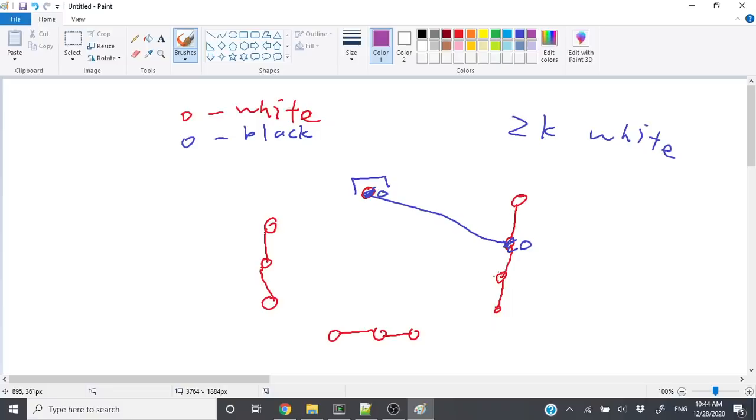And then we can do the same thing. Actually, why am I using blue? Whatever. We want to have at least k white. And then we can do the same thing here, and we can do the same thing here. Every chain we stick on adds more white vertices.